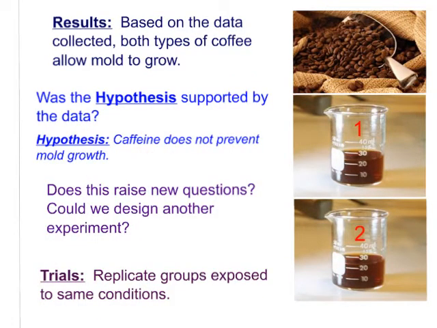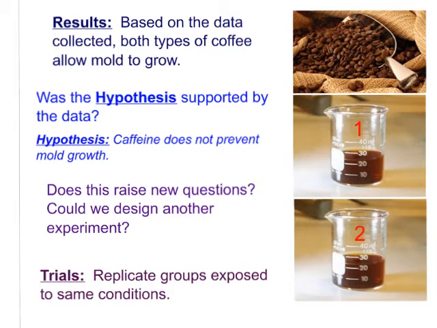The results of this experiment, in our little hypothetical experiment, based on the data collected, are that both types of coffee allow mold to grow. So in both of these cups, as we observe, we see mold growing. So was the hypothesis supported by the data? Well, if you'll remember, the hypothesis that I wrote was caffeine does not prevent mold growth. And indeed, the hypothesis was supported because mold grew in both of the beakers.